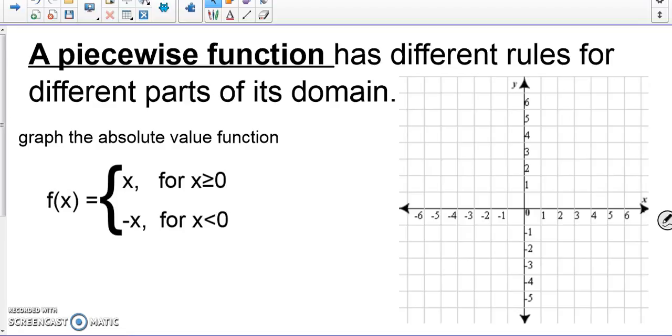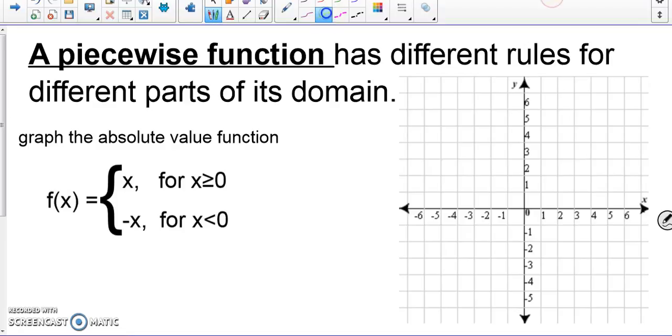In our first example, we have the absolute value function. And we know that the absolute value of a positive integer is itself, where the absolute value of a negative number is the opposite of itself. So we are going to graph this.